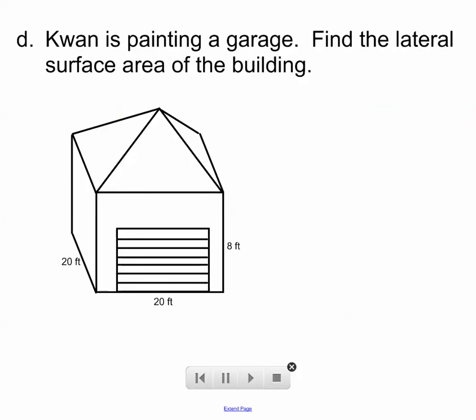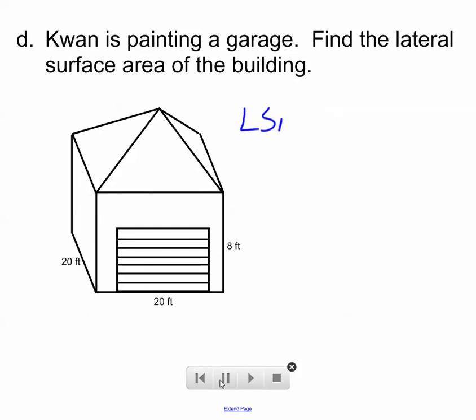Quan is painting a garage. Find the lateral surface area of the building. So when we say lateral surface area, we're talking about the side, all the sides, the front, the back, the left side, and the right side. He's not going to paint the roof, and he's not going to paint the ground. So lateral surface area is all we need.